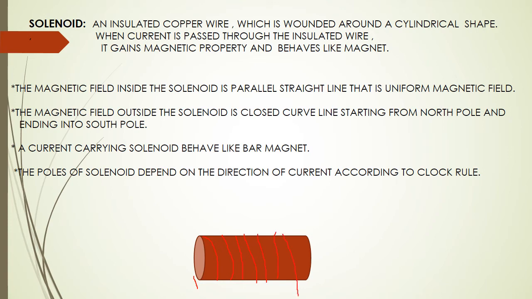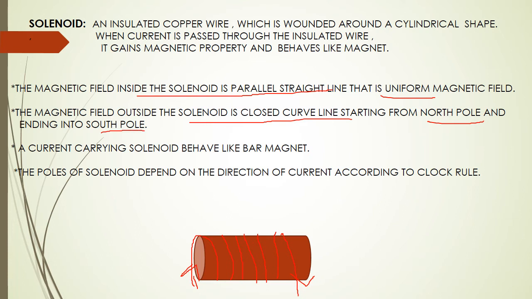This is one end of the wire, and the other end is coming from this side. So when current is passed in this wire, it will behave like a bar magnet. This is called a solenoid. Now since it behaves like a bar magnet, it will have a magnetic field. The magnetic field inside the solenoid is parallel straight lines, a uniform magnetic field. In a solenoid it is a uniform magnetic field, whereas the magnetic field outside the solenoid is in closed curved lines starting from north pole and ending at south pole.